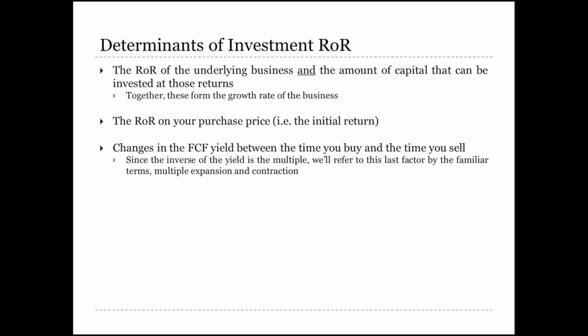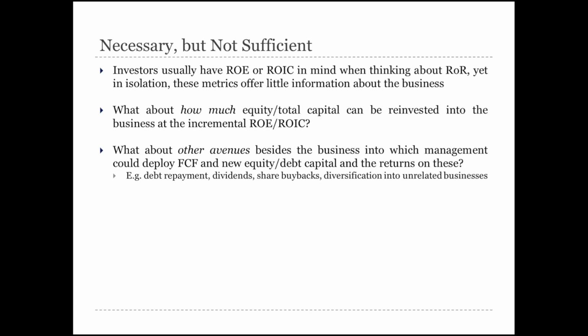Now, over a holding period, we would also need to account for changes in the free cash flow yield between the time you buy and the time you sell. And since the inverse of the yield is the multiple, for simplicity, I'll refer to this by the familiar terms multiple expansion or multiple contraction. So when you take the initial rate at which I've invested and then the growth of those cash flows, and any changes in my upfront return from the time I buy to the time I sell, so multiple contraction or expansion, that gives you the investment rate of return, or IRR, over your holding period.